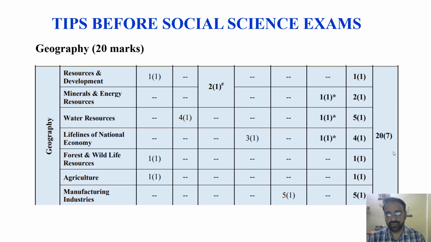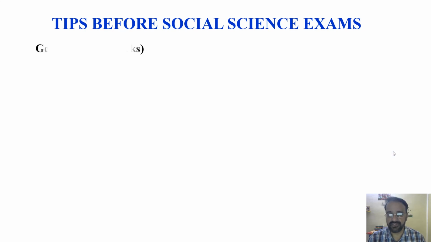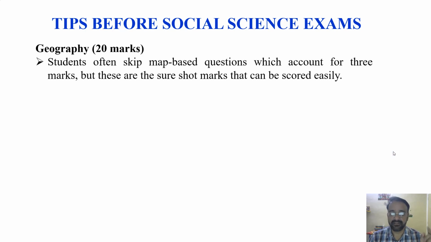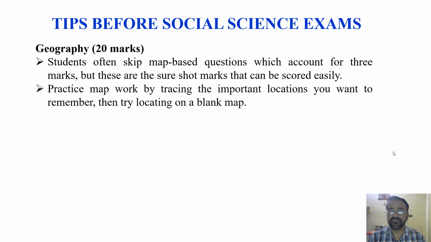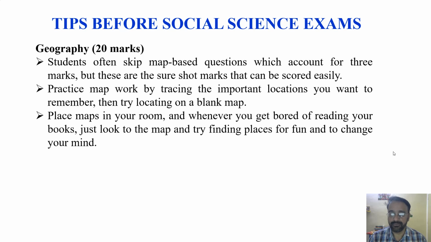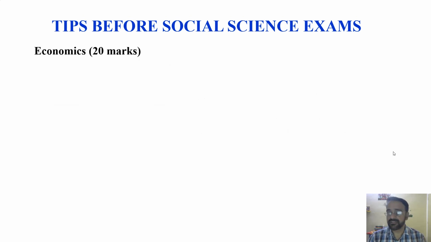So now coming to the geography part, students often skip map-based questions which account for 3 marks, but these are sure-shot marks that can be scored very easily. So practice map work by tracing the important locations you want to remember, then try locating them on a blank map. Place a map in your room if possible, and whenever you get bored of reading your books, just look at the map and try to find some places for fun, in order to change your mind. Okay, so now coming to the economics part, this is also of 20 marks.